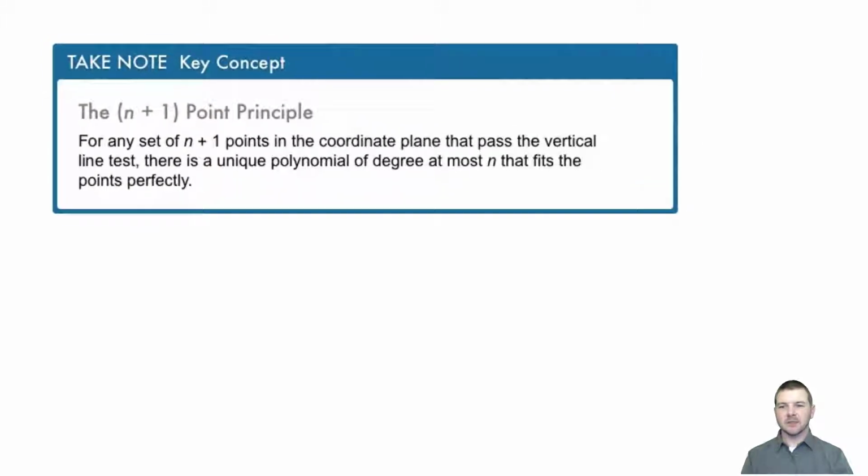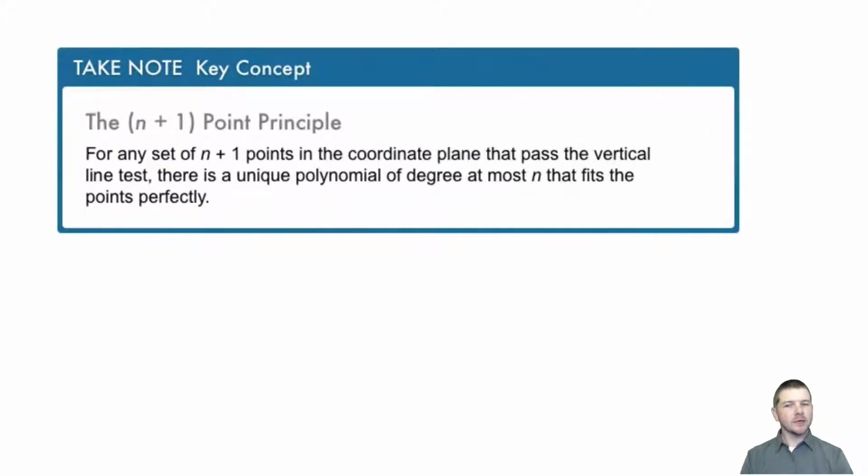Take note, key concept, the n+1 point principle. For any set of n+1 points in the coordinate plane that passes the vertical line test, there is a unique polynomial of degree at most n that fits the points perfectly.